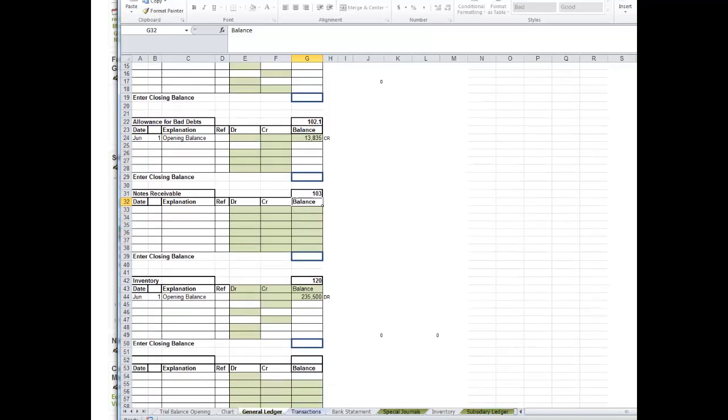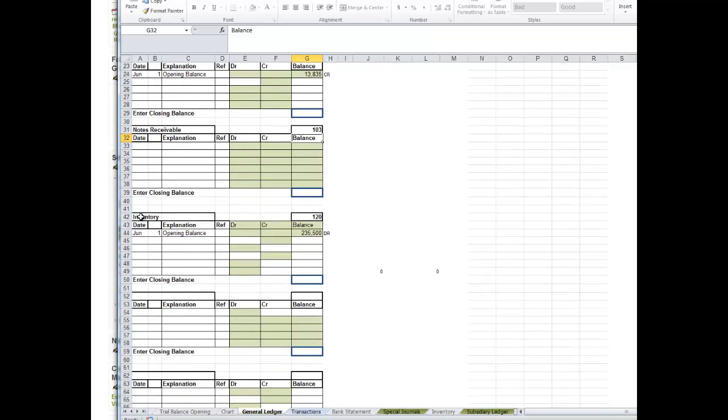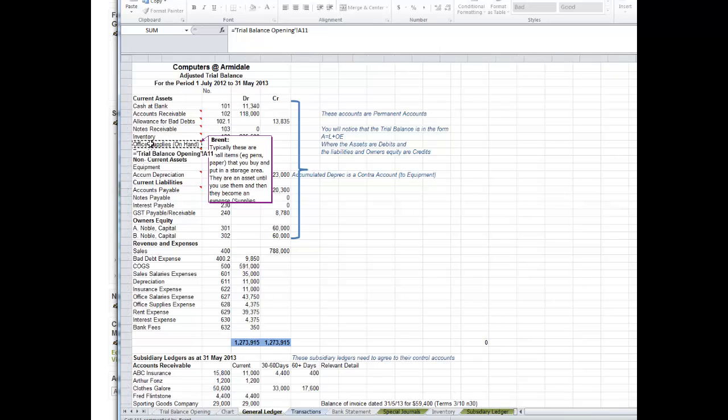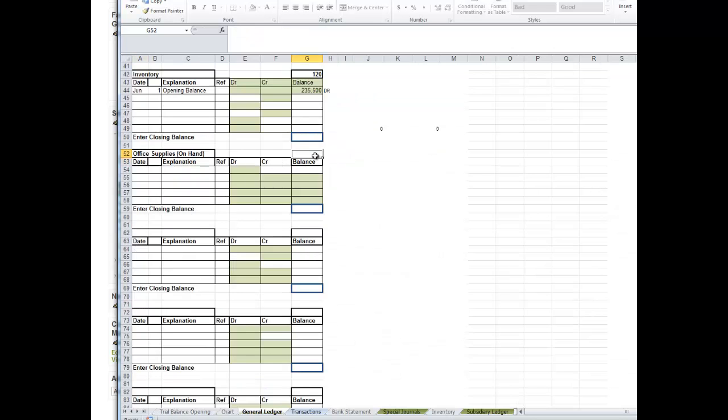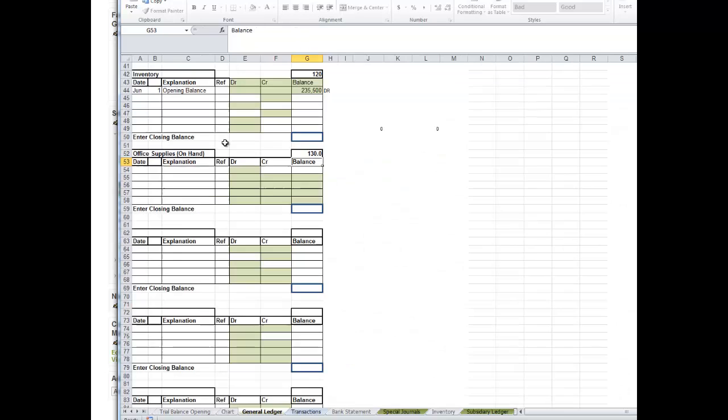Let's go to one, maybe two more items. Inventory, trial balance, office supplies. And I'm going to warn you, I'm doing something wrong at the moment. I've taken a shortcut, which I'm about to pay for. 130. And date, June 1. Opening balance.